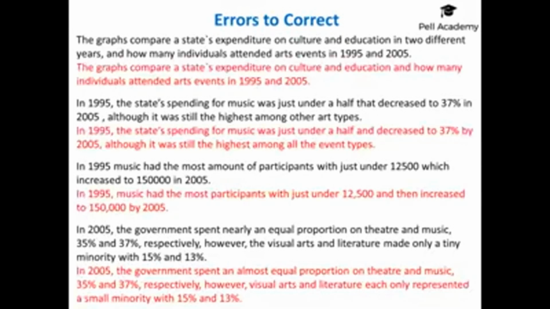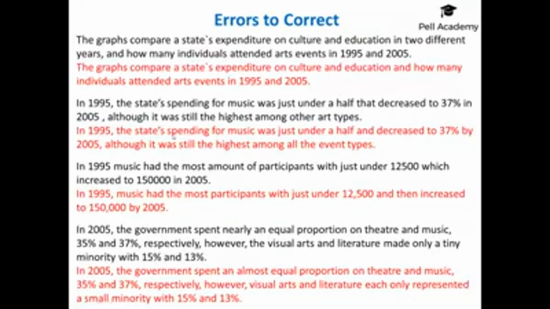Okay, so let's have a look. The first one here, this basically wasn't grammar as much as it was repetition. So we had "in two different years," and then again "in 1995 and 2005." That's unnecessary. You don't need to say the same thing twice. So you could just remove that and leave it at "the graphs compare a state's expenditure on culture and education and how many individuals attended arts events in 1995 and 2005." This will still refer back to the first part of the sentence, so you don't need to worry about repeating that. The next one.